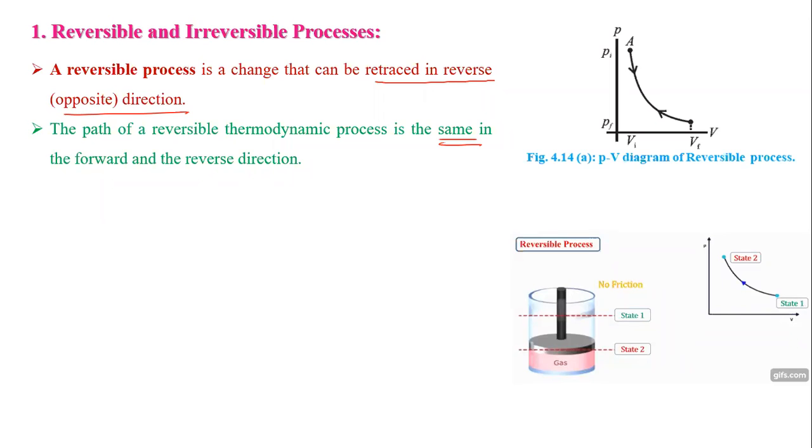You can see here, this is the initial state A and this is the final state B. The initial state is changed to the final state B by this first way. And again it changes from B to A by the second way. You can see the first and second ways are the same. Means by the same path it returns. It retraces its path in reverse direction. That type of process is called a thermodynamic reversible process.